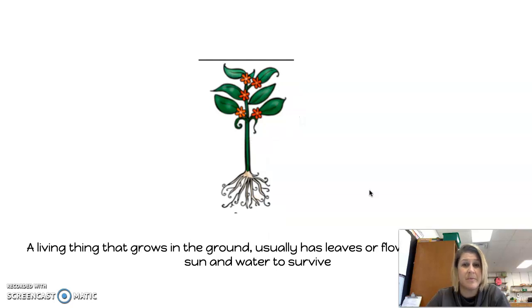Okay, I took away the word. Can anybody remember what that word is? Here's the picture we're seeing. It's something that is living, it grows in the ground, and usually has leaves or flowers and needs the sun and water to survive. All right, it's plant. Plant is the word that we are missing up on the top.